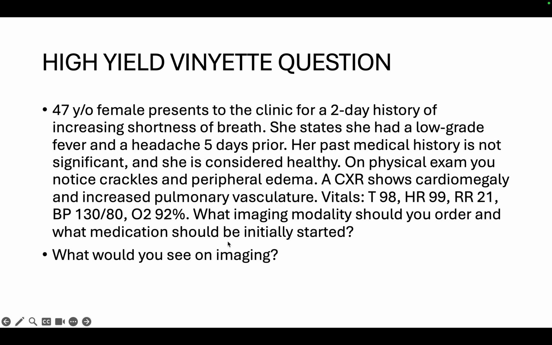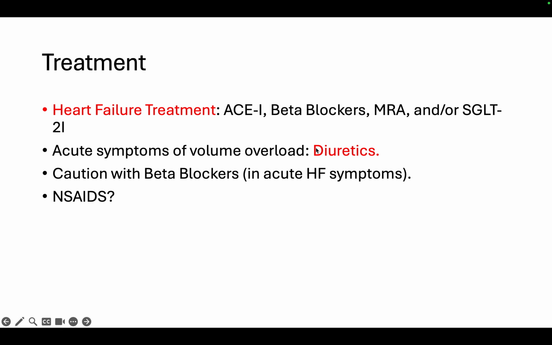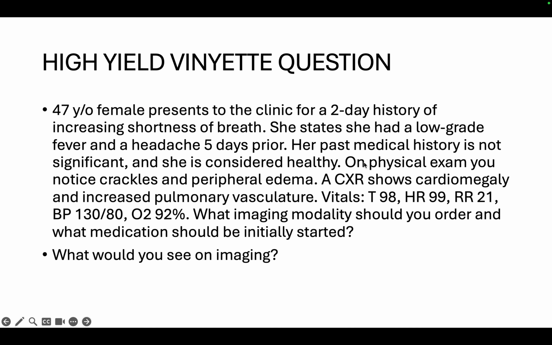What medication should be initially started? Well, what are her symptoms? She has crackles and she has peripheral edema. She has chest congestion, right? She also is borderline hypoxic, probably because of the backup of fluid in her lungs. So she probably needs to be diuresed with something like Lasix.